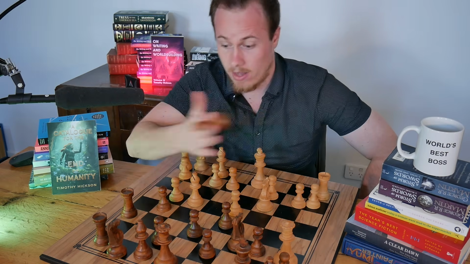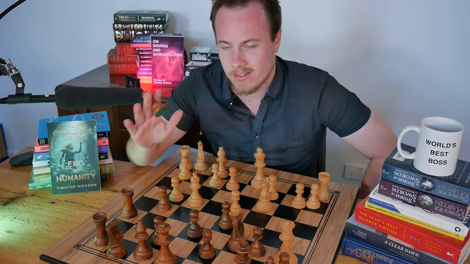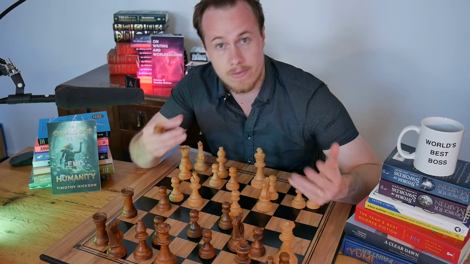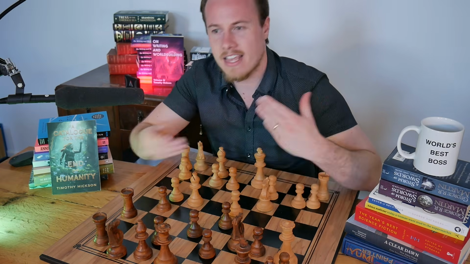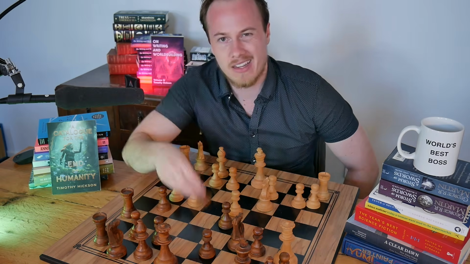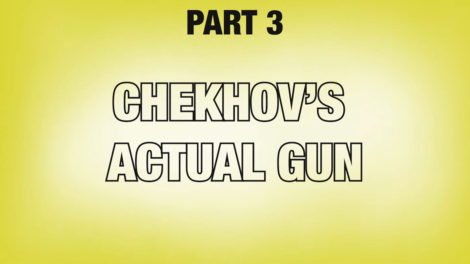A character might have a lot of emotions about a lot of different things, but you've got to be conscious of bringing the right emotions to the forefront of the reader's mind to set them up for where that shift is going to come from. But let's talk about a more tangible thing. Part 3. Chekhov's actual gun.